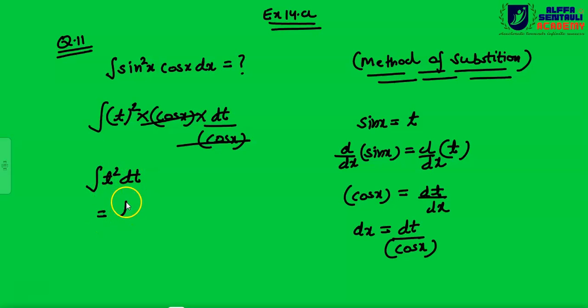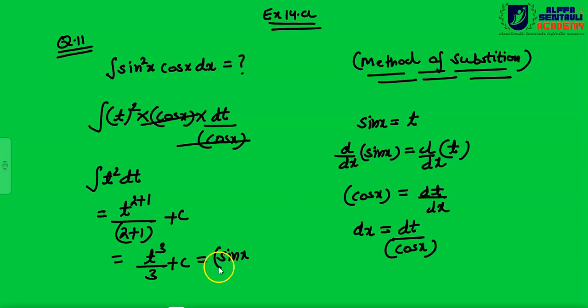The answer of this integration will be, see, this is t to the power 2, so the answer will be t to the power 2 plus 1 divided by 2 plus 1 plus c. When we simplify this, it will become t cube by 3 plus c. Now we have to put the value of t. We assumed t was equal to sin x, so this will be sin x whole cube divided by 3 plus c, and this is equal to y. So this is your final answer. Have you understood? This was a very simple question. Got it?